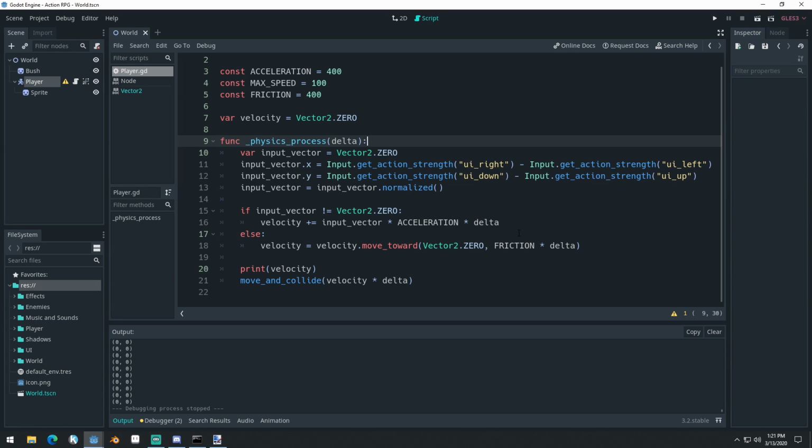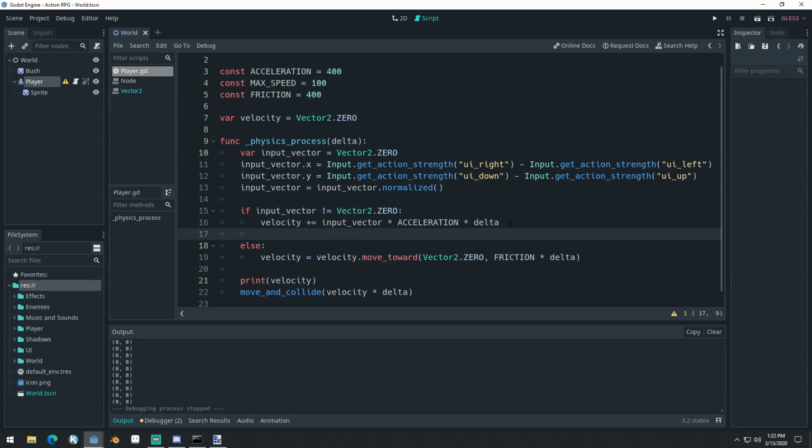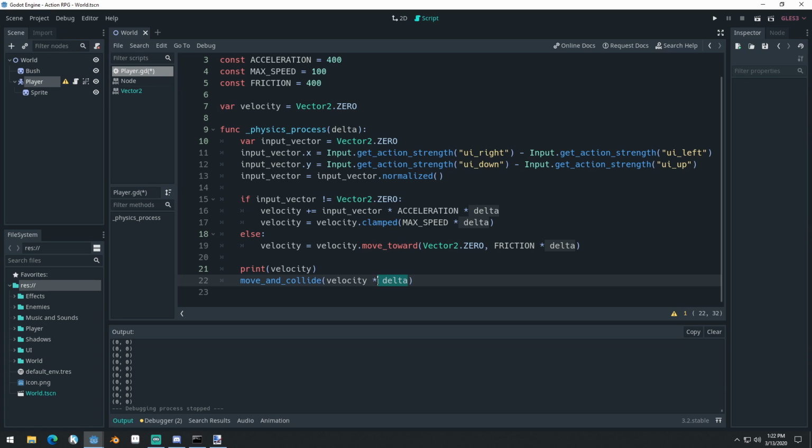So last, we want to cap our max speed, right? We want to make sure that our velocity never goes faster than our maximum speed. So right after doing velocity plus equals this right here to add our acceleration, we want to say velocity equals velocity dot clamped, and you need to give it a length here. We're just going to do max speed times delta. And that will clamp our velocity by some max speed. Now we don't have to multiply our velocity down here anymore by delta because we're doing it right here.